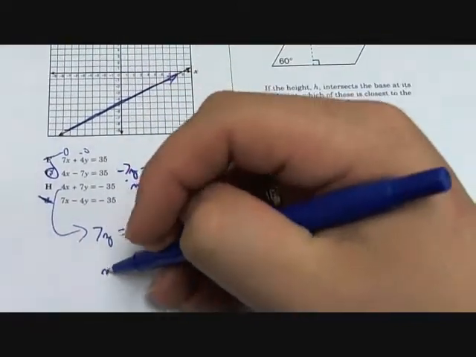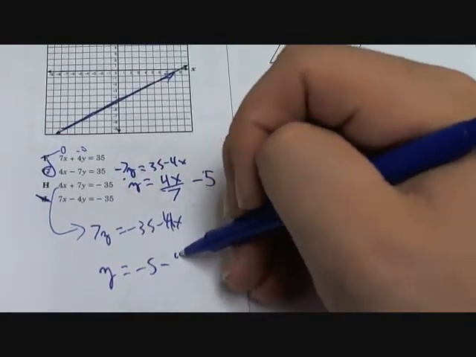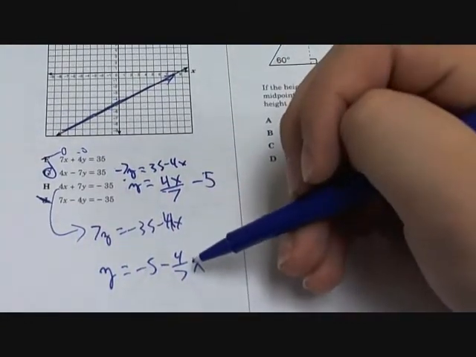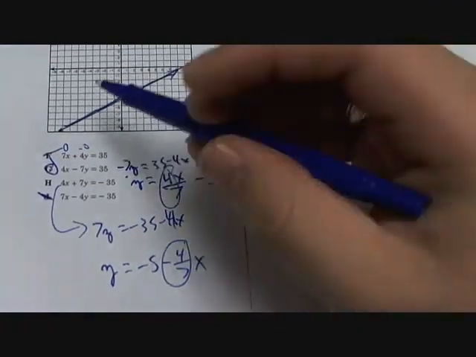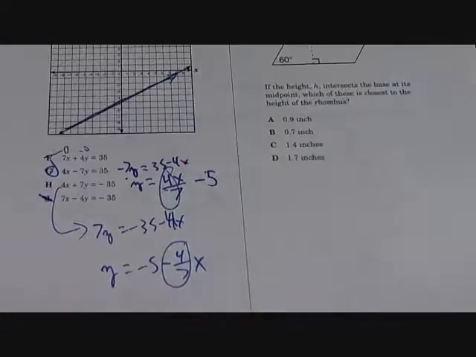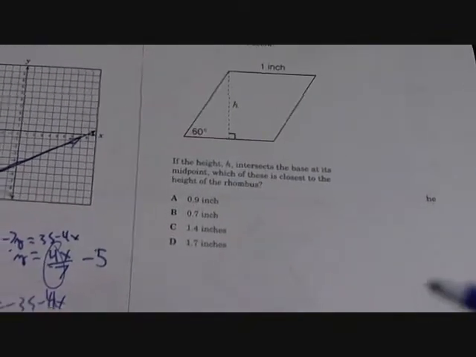Divide by 7. Y is equal to negative 5 minus 4 over 7x. This is a negative slope because this is negative. That's negative. This is positive. This is increasing, so it's a positive slope. So it's G.